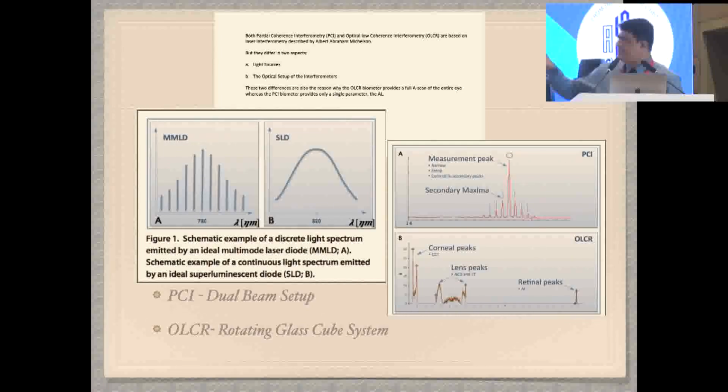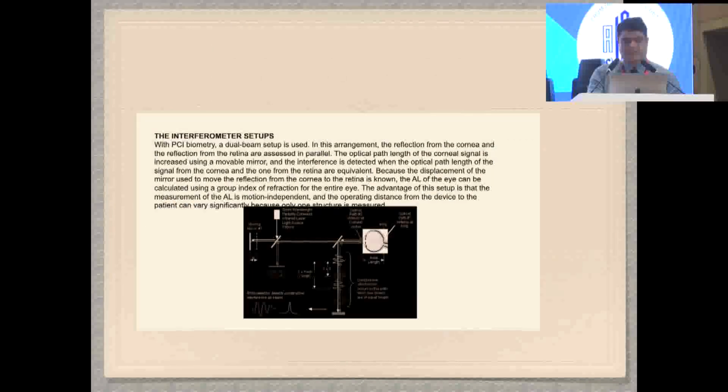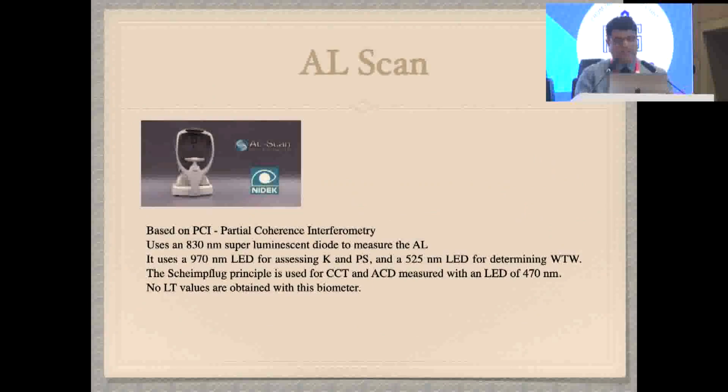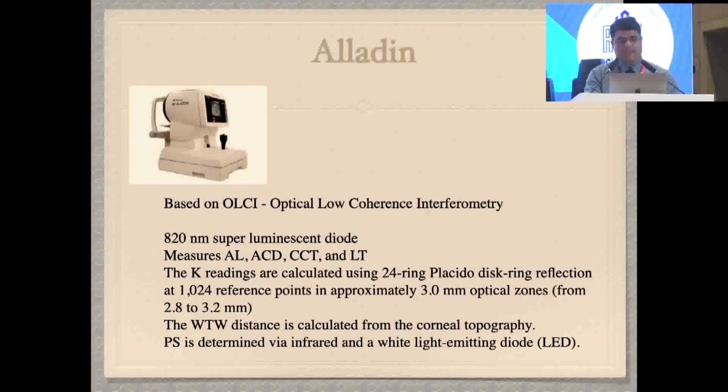Secondly, the setup used in the two systems is different. PCI uses a dual beam setup, whereas OLCR uses a rotating glass cube system. Then came ALScan, which was again based on partial coherence interferometry. It used an 830 nanometer SLD to measure axial length. Then came Aladdin, which is based on OLCI, that is optical low coherence interferometry.